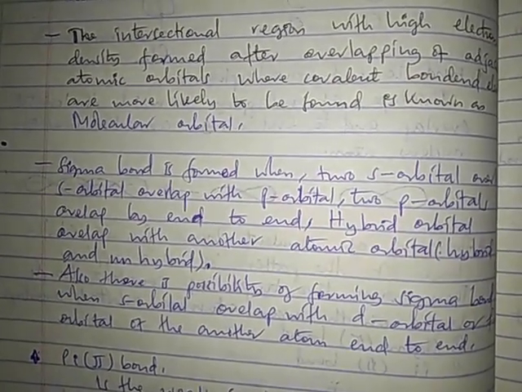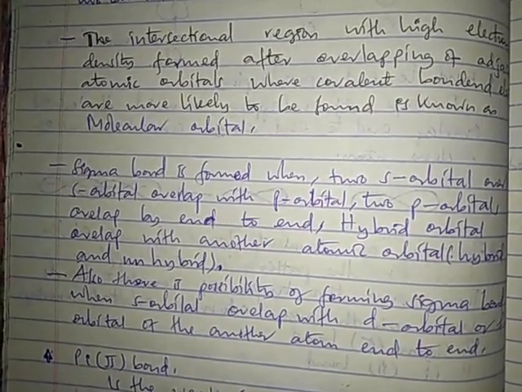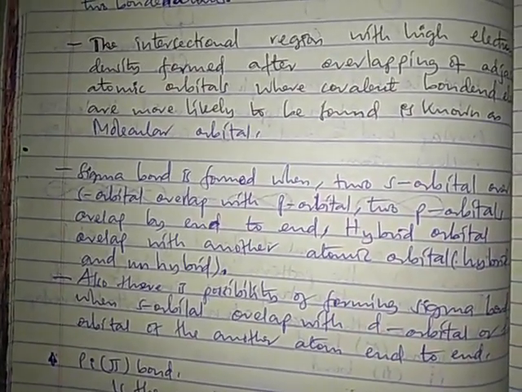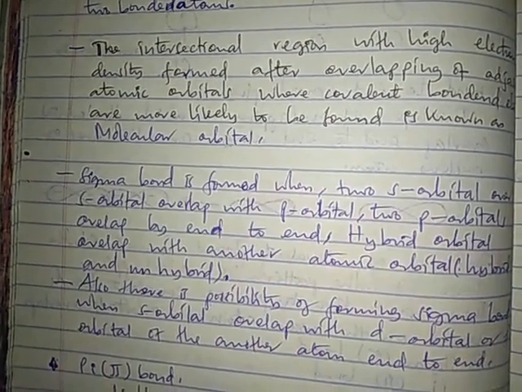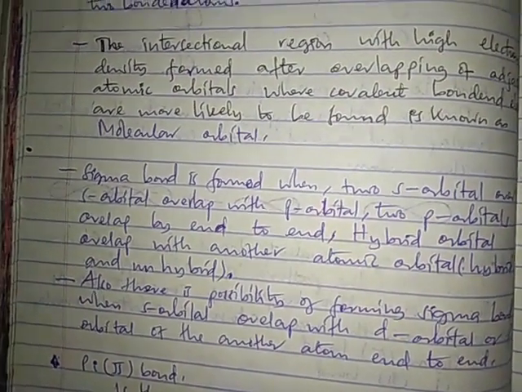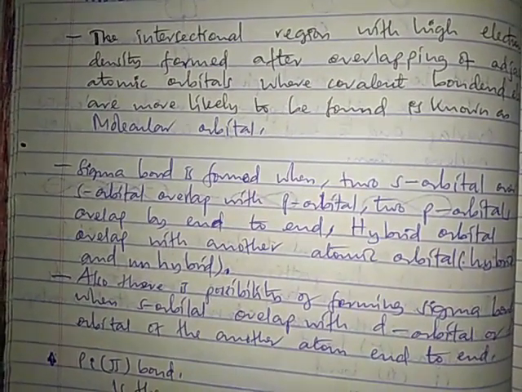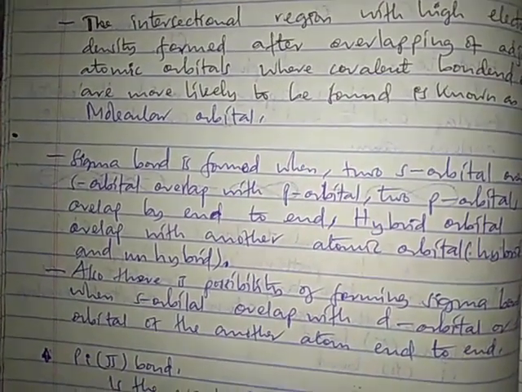If you are taught to differentiate them, you should know them by their definition. And this is the definition of the molecular orbital: intersection region with high electron density formed after overlapping of adjacent atomic orbitals, where the covalent bonded electrons are more likely to be found.